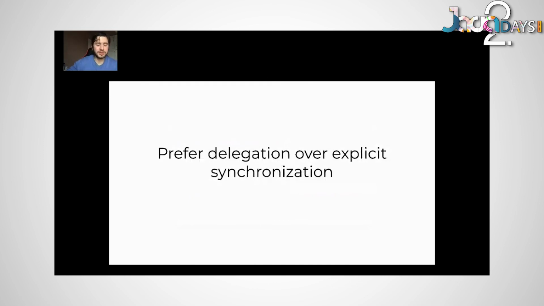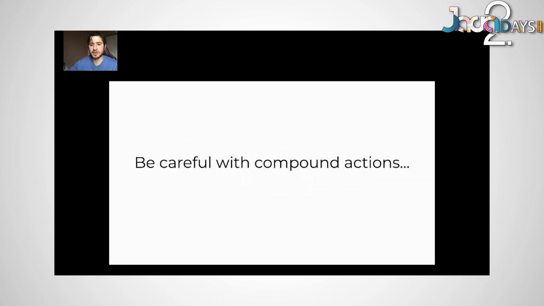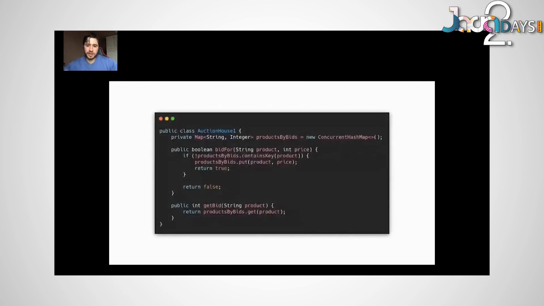To achieve thread safety, if possible, prefer delegating it to a collection or some kind of data structure which does it for you, because it makes the code much easier to understand, reason about, and use, instead of sprinkling synchronizations throughout your whole code base. In this case, we have a class which doesn't have any synchronized keywords in it, and yet it's perfectly thread safe because it uses a concurrent hash map. And the final thing, 3+1, is that whenever you have thread safe classes, you should still worry about compound actions.